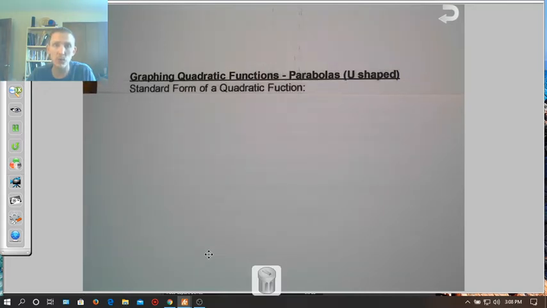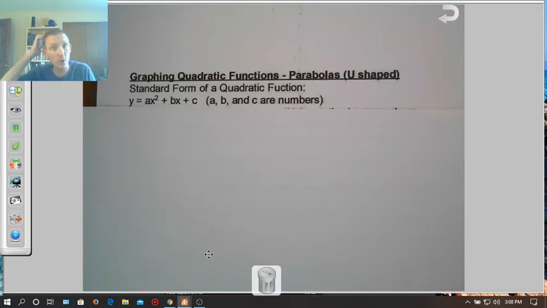The standard form for a quadratic function is key. And we forgot the letter n there in function, so let's add the letter n in our notes. The standard form for the quadratic function is y equals ax squared plus bx plus c. A, b, and c are numbers. These are numbers that are in front of the variables. And the most basic one, you're going to have a 1 in front of the x squared. Okay. So we'll take a look at some examples of what that could be in a moment.